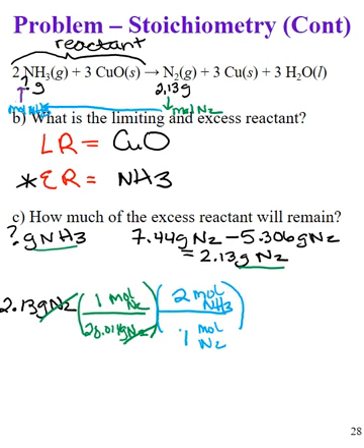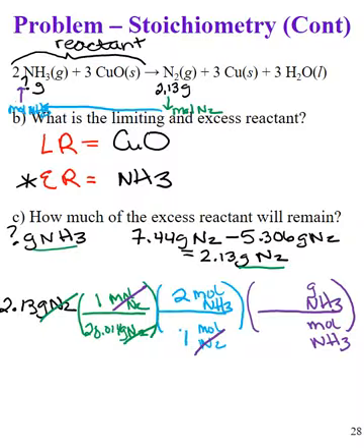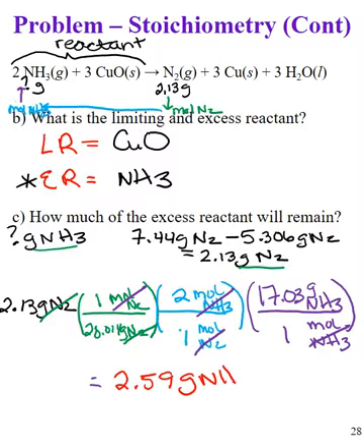And then the third step, oh, I should cancel off my units. Moles of NH3 go on bottom. Grams of NH3 go up on top. For every 1 mole, we found there to be 17.03 grams of NH3. Moles cancel off. If we do the math right, we should end up with 2.59 grams of NH3. That will remain unreacted.